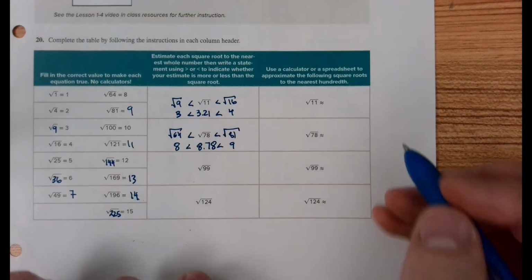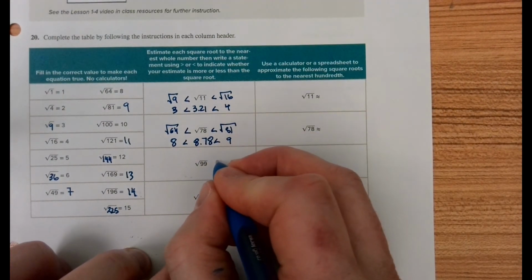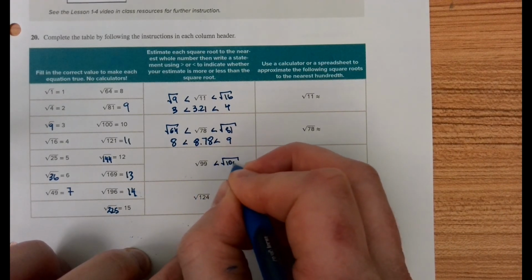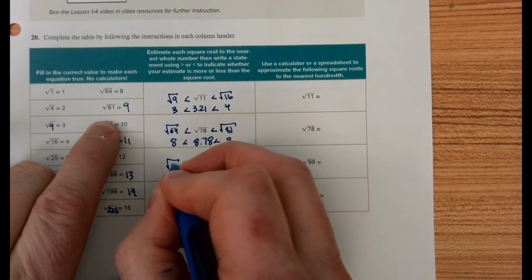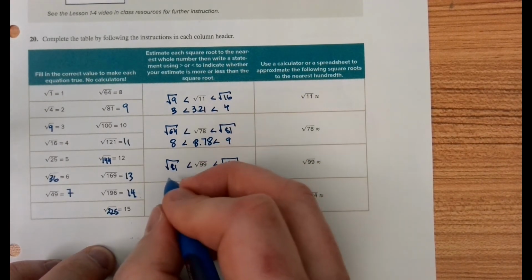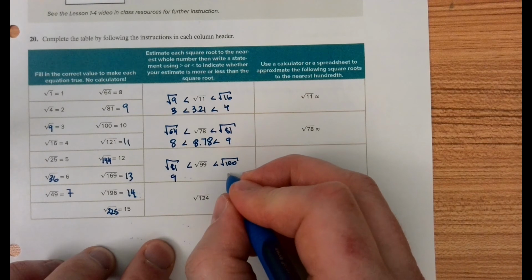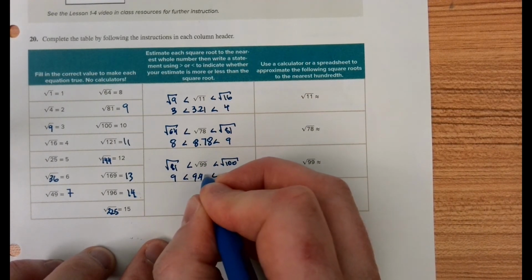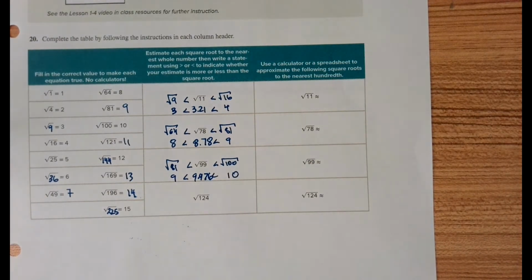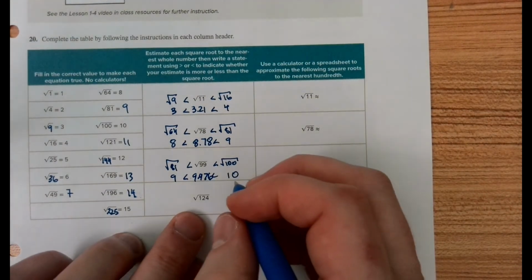All right, 2 more. So the square root of 99, well, that's slightly less than the square root of 100. And then the next perfect square is 81. So this is trapped between those two values. The square root of 81 is 9, the square root of 100 is 10. I'm going to call this like 9.976.